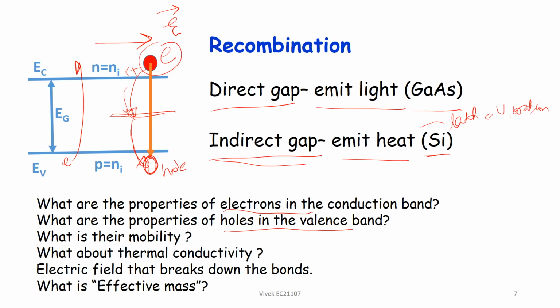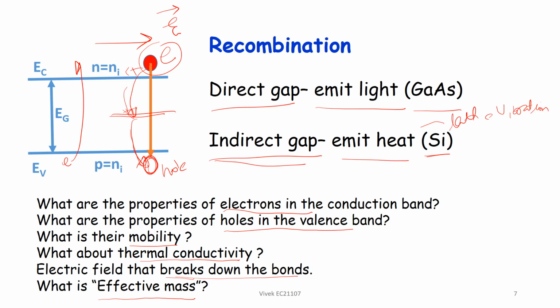So there is a quantity called mobility. What about the thermal conductivity? Is there an electric field at which electrons can break the bond and you have a large number of carriers? Now, when these electrons are in the crystal, do they reflect the same mass? Mass of electron is 9.1 times 10 to the power minus 31 kg. So is it the same mass in the crystal? Do they experience the same mass or a different mass?